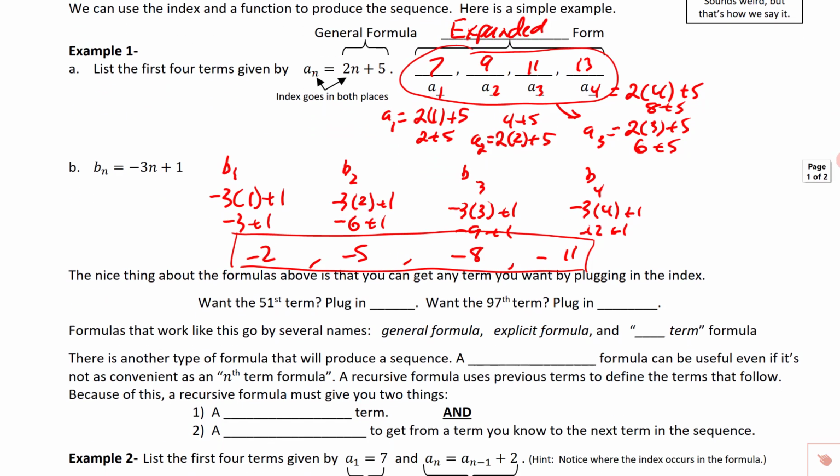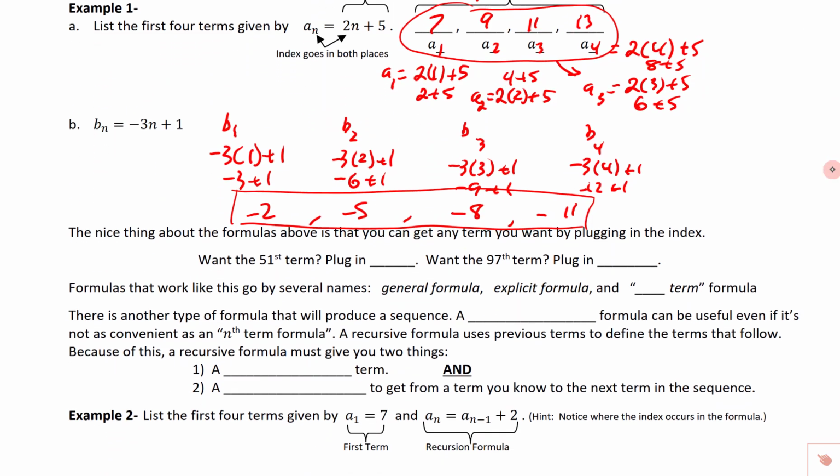Now, the nice thing about these formulas is that you can get any term you want by plugging in the index. So if we want the 51st term, plug in a 51. If you want the 97th term, plug in a 97. And these types of formulas go by several different names. We call them a general formula like we did up here. You can also call it an explicit formula, or you can call it an nth term formula. So these are not different formulas. These are just different names for the same idea. This idea that you've got this little formula, if you want the 51st term, you plug in a 51 or whatever it happens to be.